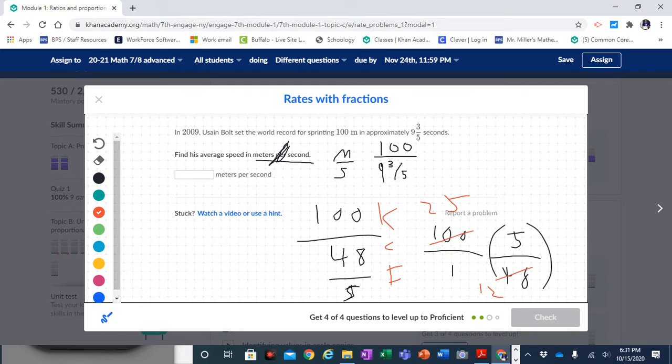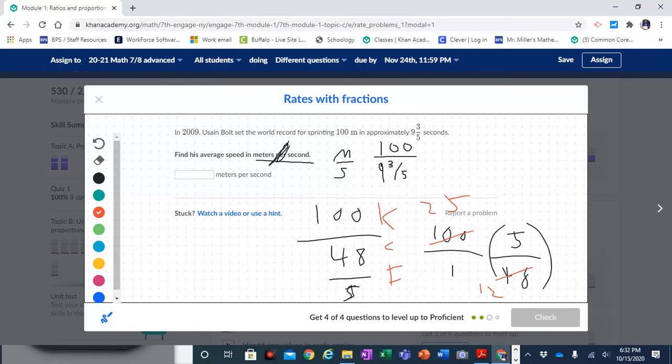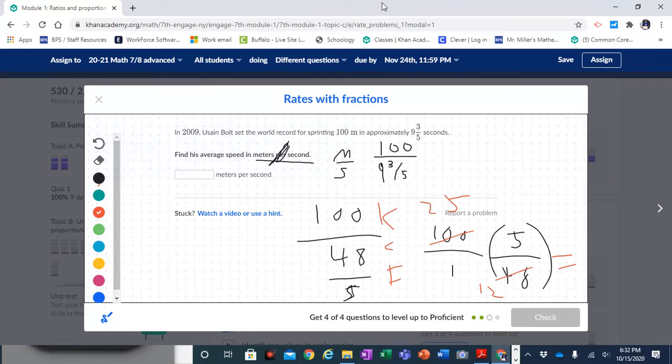So now if I multiply, I have 25 times 5 over 12. So 25 times 5, and then that's going to be divided by 12. So I would probably leave it as 125 over 12.